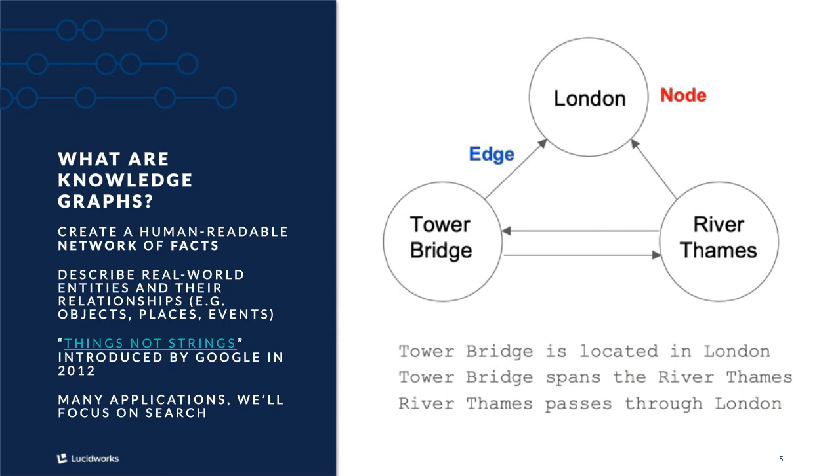So by way of example, one of my favorite parts of London, Tower Bridge, River Thames. So this is basically showing that Tower Bridge is located in London. Tower Bridge spans the River Thames, and the River Thames passes through London. The relationships between those are the nodes and edges, if you like, to use the correct terminology. And you can imagine that this structure can be extended quite dramatically to encode knowledge. There's lots of uses of knowledge graphs, including things like data integration, knowledge discovery, and in-depth analysis, and we're going to focus on how they apply to search specifically.